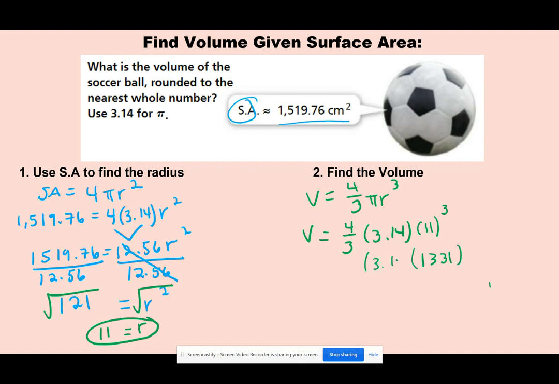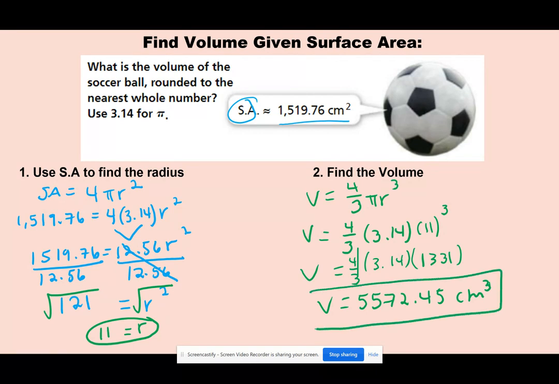times 3.14 times 4/3. All right, we're just gonna leave the little spike there. All right, and then if you multiply all three of those numbers, you should get 5,572.45 centimeters cubed as our final answer. That's the volume of that soccer ball. So a little bit more work, but nothing that you guys can't handle.